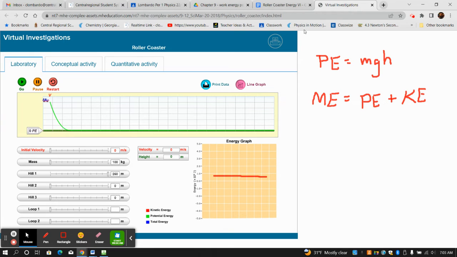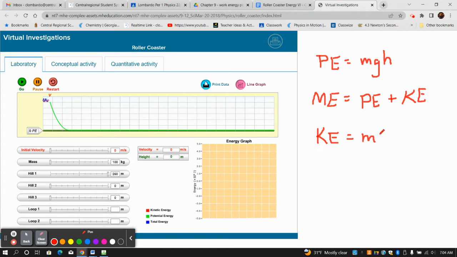So if potential energy has to deal with our height, the object's mass and gravity, what do you notice here on the energy graph? As the speed increases, what happens to kinetic energy? It increases. Very good. So that tells us that kinetic energy definitely has to do with something moving. So we still have the object's mass.